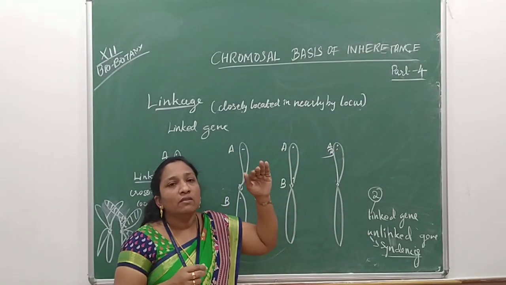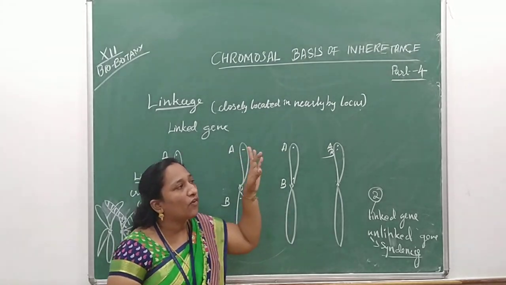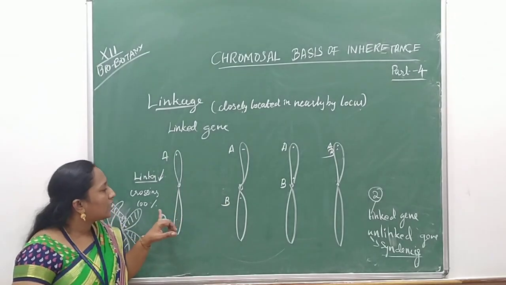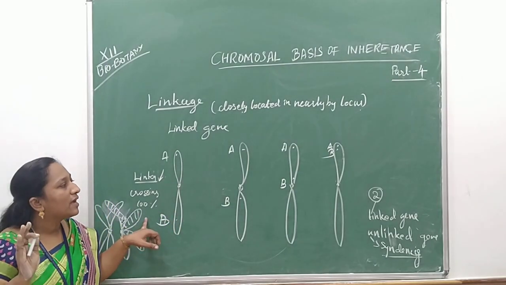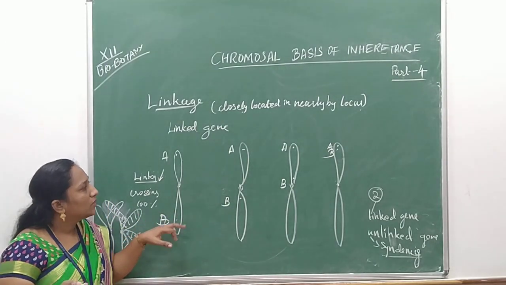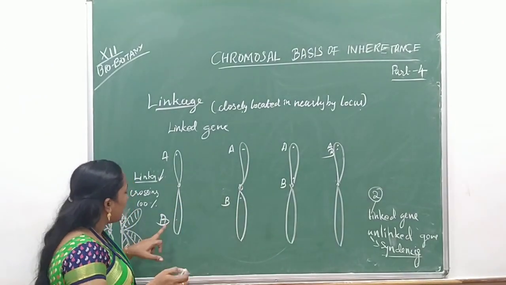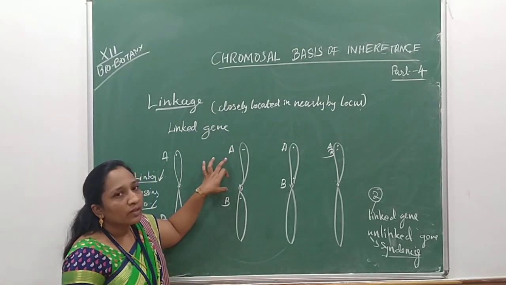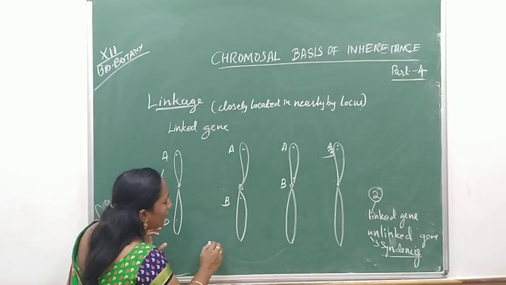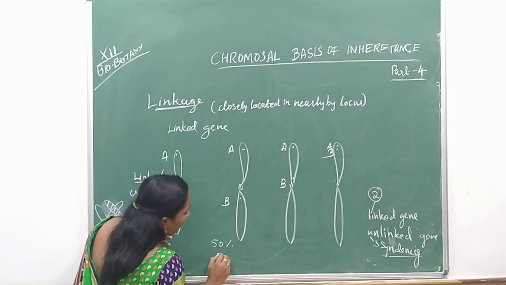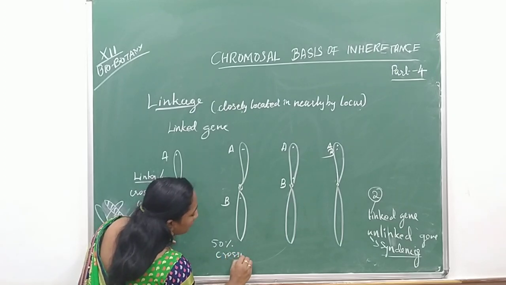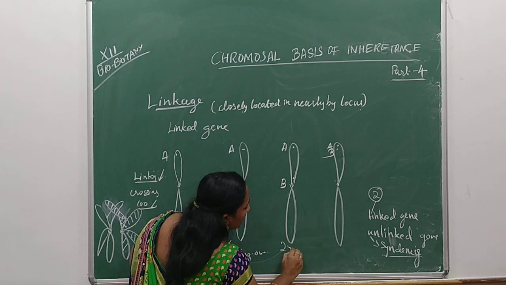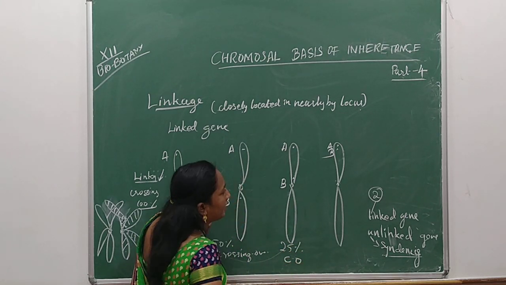Unlinked gene means the distance between the two genes is too far. If it is an unlinked gene, there is a 100% chance for crossing over. Here it is a little bit far, so 50% crossing over will take place. Here, 25% of crossing over will take place.